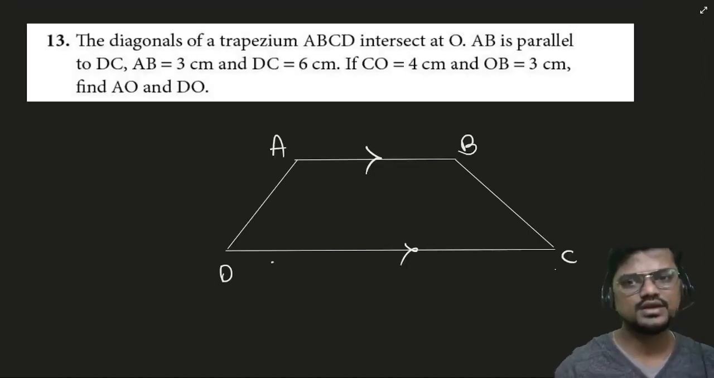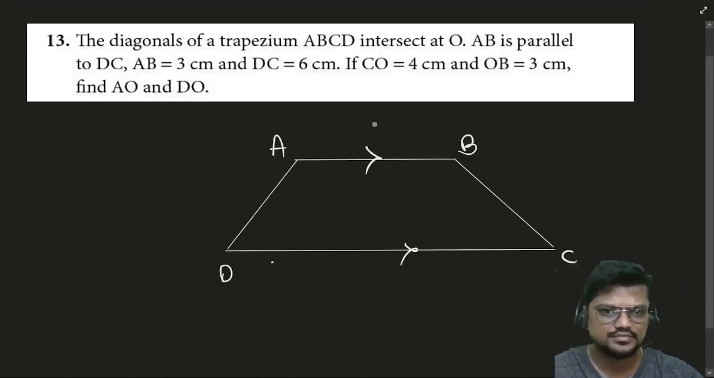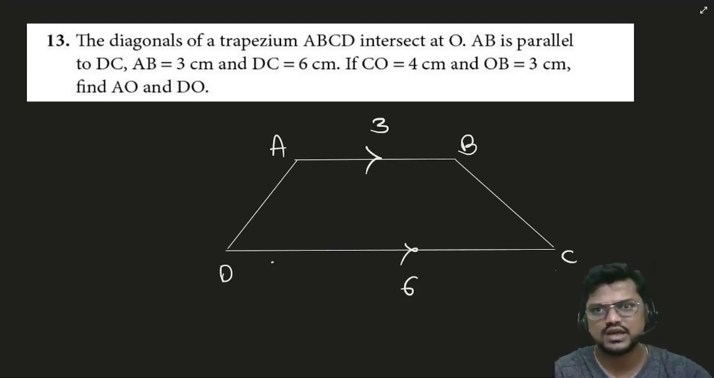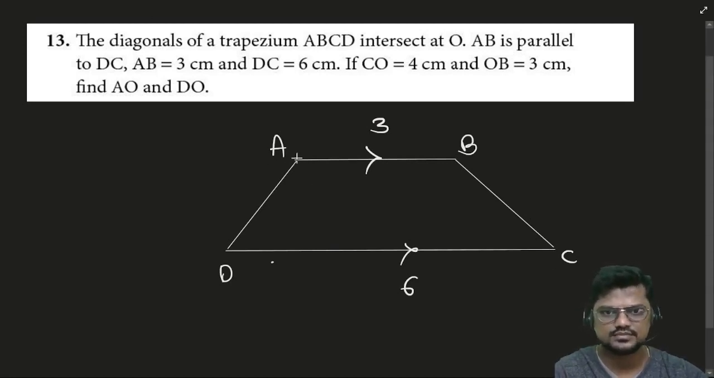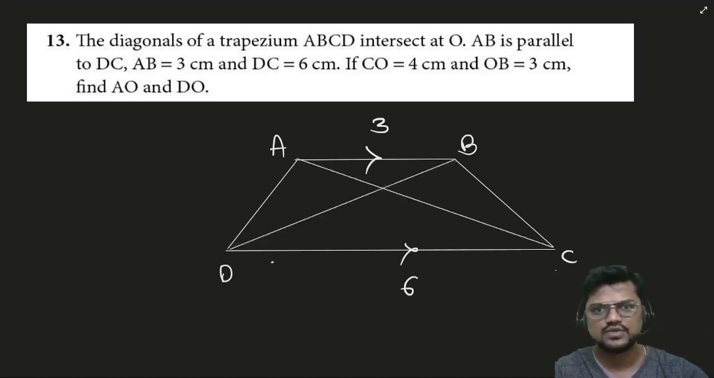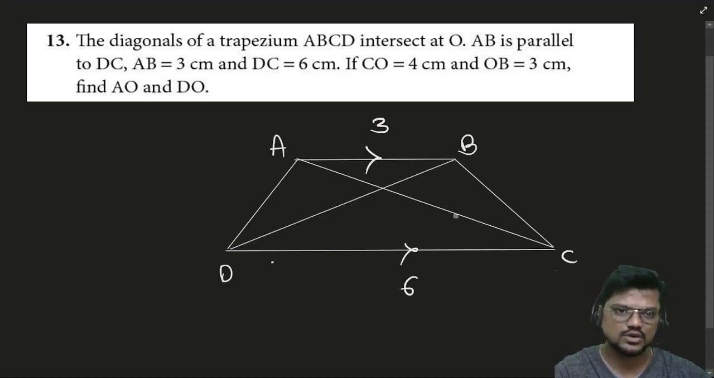Got it? Now over here, what they give: AB is 3, DC is 6, CO. Where is CO? We don't know. But the diagonals of the trapezium intersect at O. So let's draw the diagonals also. Fine. CO is 4. If this is O, OB is 3, and then find AO and DO. This is what you need to find.